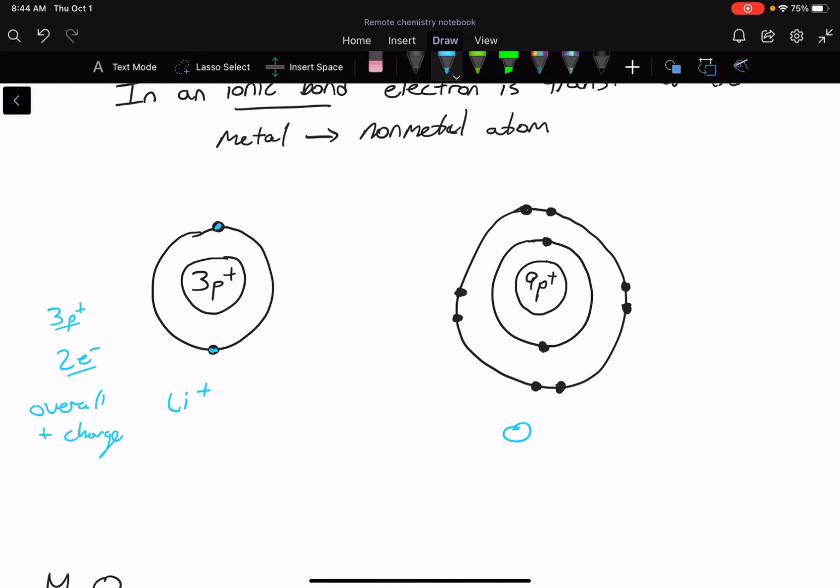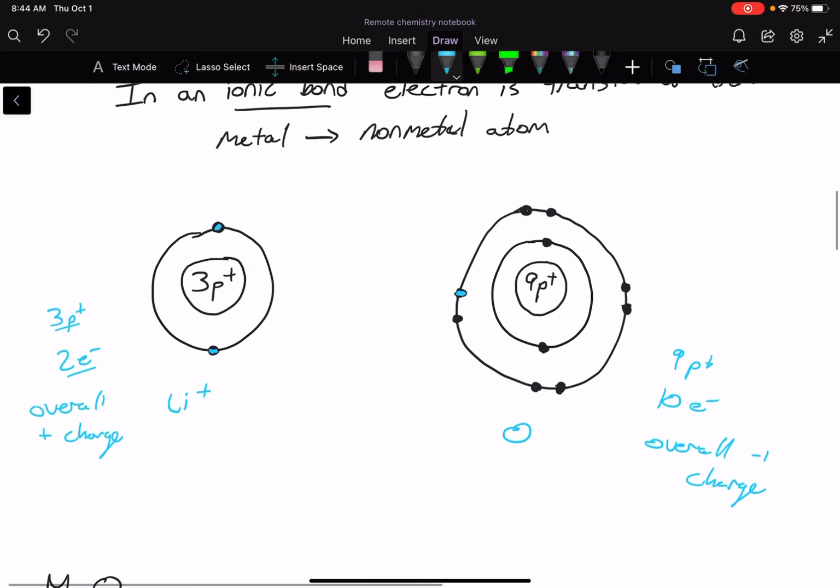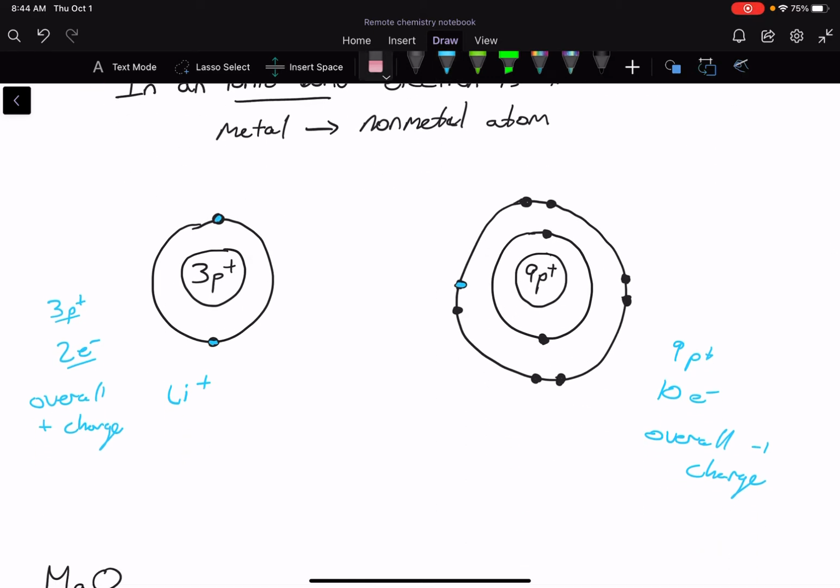Now looking over here at the oxygen atom, it gained an electron. So it gained this electron right here. And so oxygen has 9 protons. And if you count all the electrons in that Bohr diagram, it has 10 electrons. So this has an overall -1 charge. Sorry, that's not oxygen, that is fluorine. So fluorine has a -1 charge, and so we put a little minus sign above the fluorine.